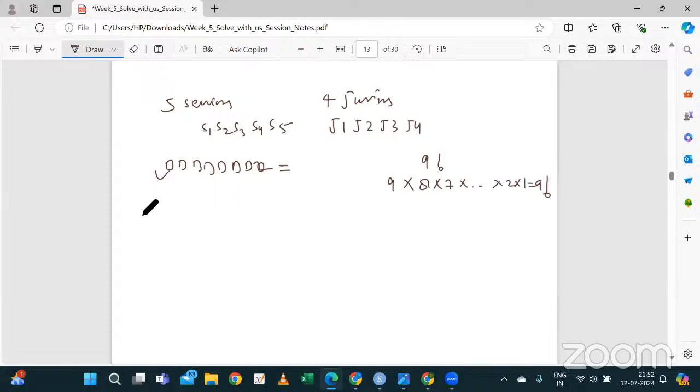What if I will ask in the same row, there is a case all 4 juniors, they should sit together. Then 6 factorial into 4 factorial. 6 factorial means if you see all 4 juniors are together, they will be considered as a single entity, right?